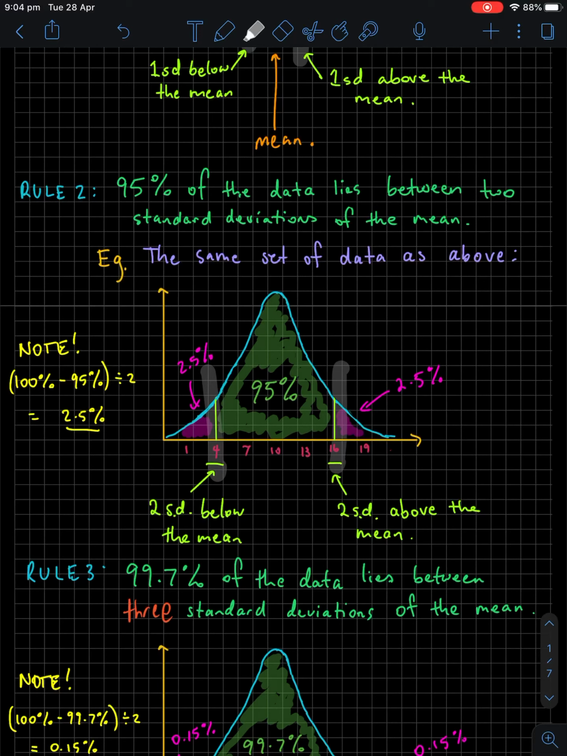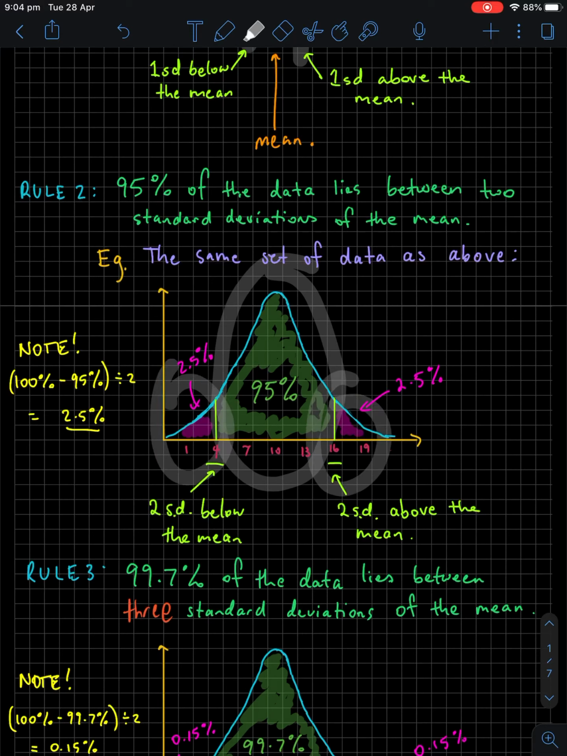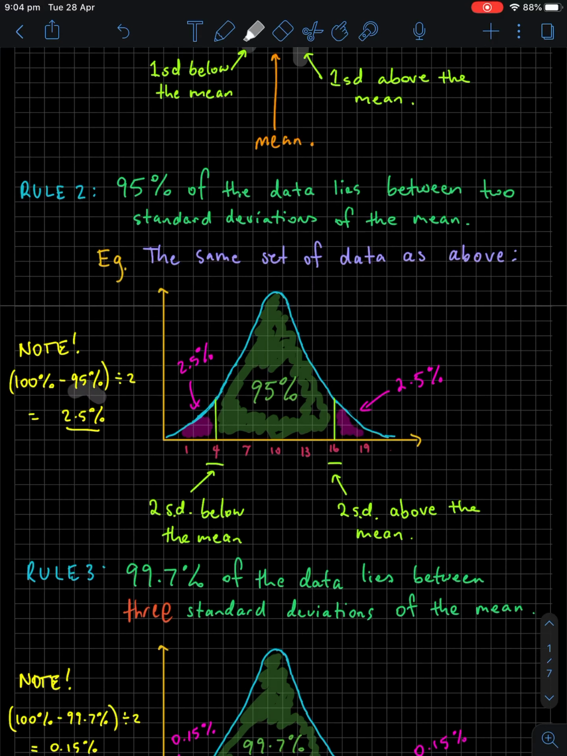So we can use this rule to also find out the percentages in these end sections. So we can go 100%, take away this section, and then divide it into two parts. And we get that each of these smaller sections is going to be equal to 2.5%. So again, these numbers are really important for a lot of questions in this topic.